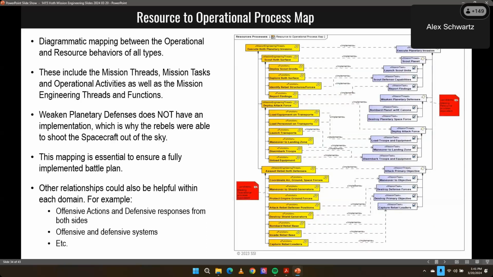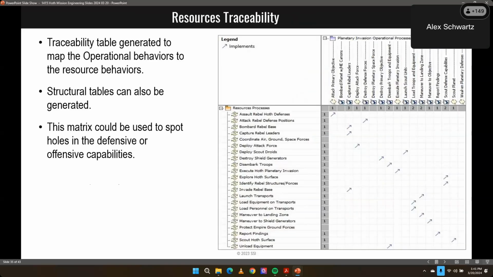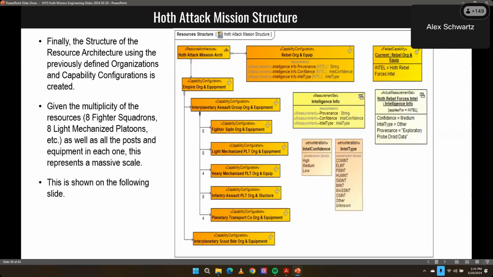Remember, they shoot the Empire ship out of the sky and it crashes on the planet? Okay, you guys haven't seen it in a while. I can tell by the blank faces. It does. And why was that? Because they didn't weaken those defenses. So it's making sure that what you set out to do, you did. And again, here's where the tables help, because it says, this was my mission thread, here's my engineering thread, what did I miss?